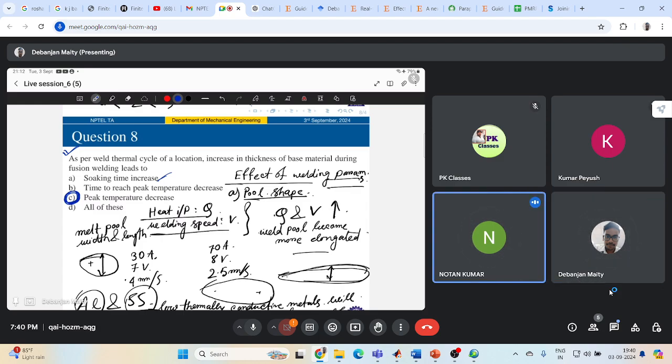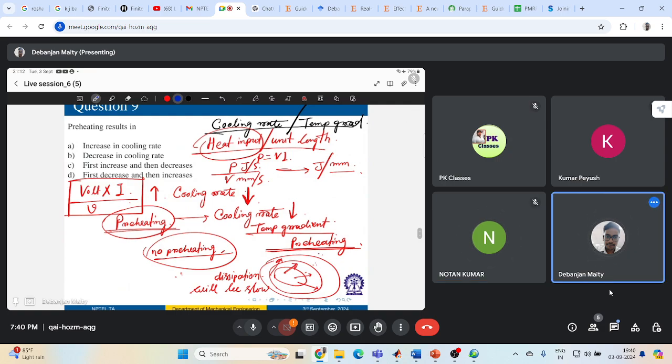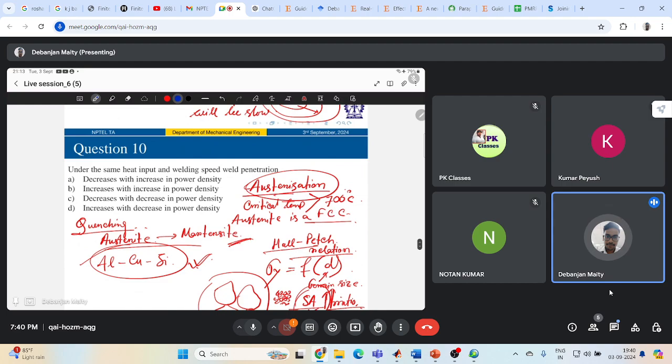Because thickness is increasing, what is happening? The mass of the system is getting increased, right? It can dissipate heat very quickly. Because it can dissipate heat, peak temperature will get decreased. Preheating. Preheating results in a decrease in cooling rate. This also I have talked about. And what about the last one? And then I will come to the precipitation hardening.